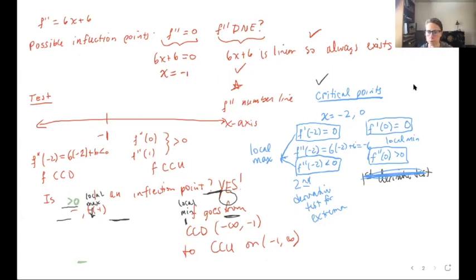Yes, you will need to be able to use both tests. There will be times when I ask you, do it this way, do it this way. There will be times when I say you get to choose, but I will reserve the right to ask you to explain what would happen if you use the first derivative test? What would happen if you use the second derivative test?